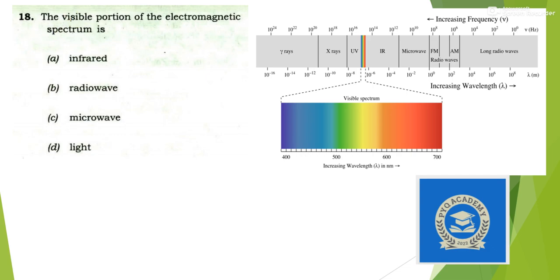The visible portion of the electromagnetic spectrum is... okay, so here you can see this is the visible spectrum. Visible means what we can see, and the only thing we can see is light. We cannot see radio waves, neither microwaves nor infrared nor X-rays, gamma rays, or UV. We can only see the visible ray, and that is light. So the answer is option D.